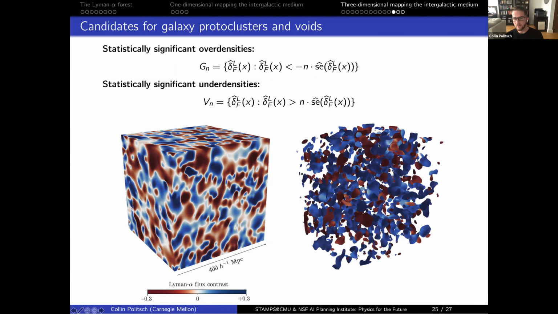We have these blue structures that are at least 6 standard errors, with respect to all of the statistical errors in the modeling process, below the average density in the universe, and conversely, red being 6 standard errors above the average density in the universe. And we catalog all of those things as statistically significant candidates, in red for galaxy protoclusters, and in blue, statistically significant candidates for cosmic voids.